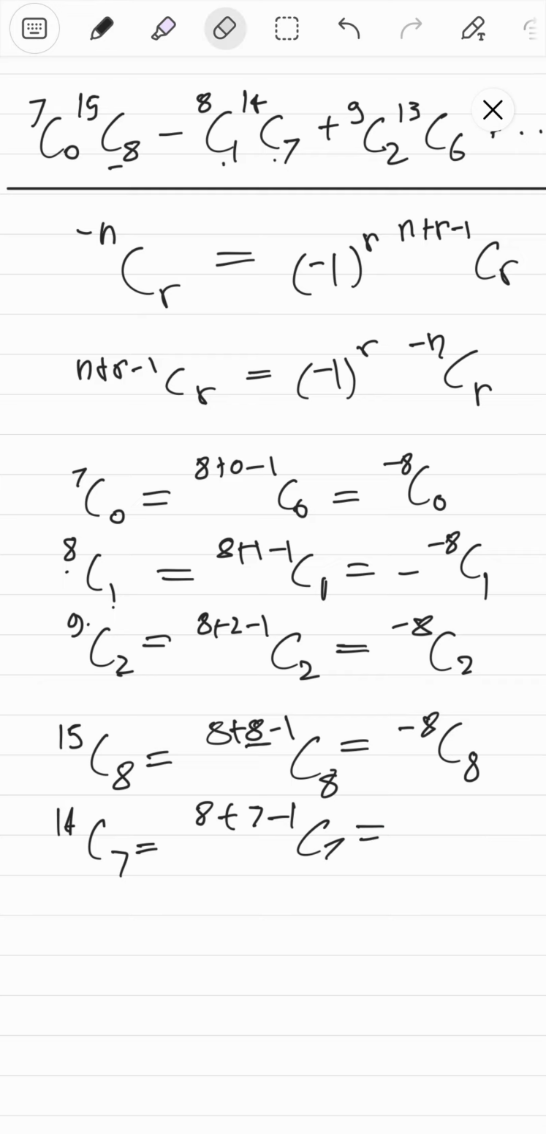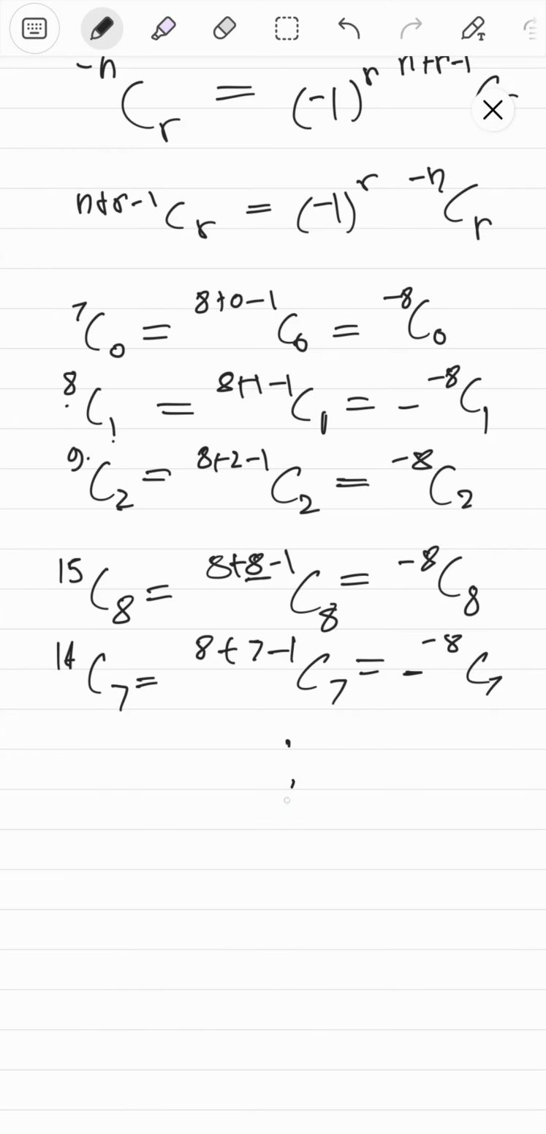It might be hard to figure out how this is actually going to work, but just write this down and see if it somehow matches, and hopefully something nice will come out. So (8 plus 7 minus 1)C7 is going to be negative 1 power 7 times negative 8C7, but negative 1 power 7 is negative. The next one is going to be negative 8C6, because then it's 13C6, and then you have positive over here, and so on.